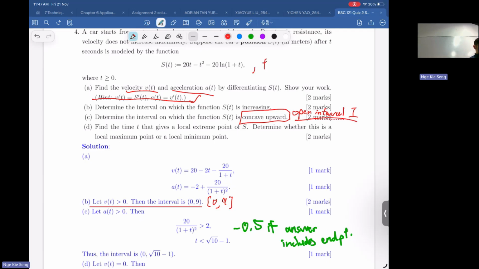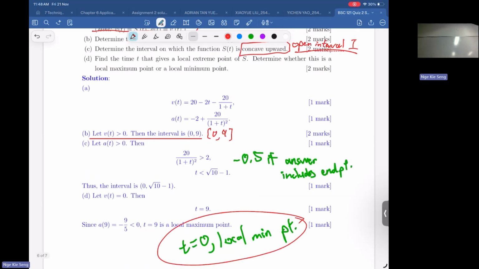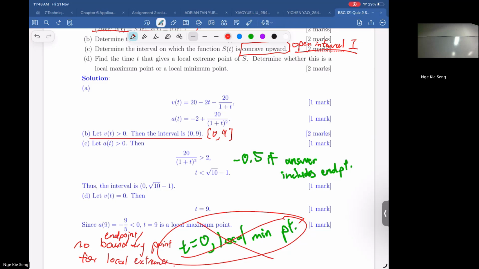Because the domain here is from 0 to infinity, there is a boundary point. And actually, people include the 0 as a local maximum, which is false, but we don't take off marks here because of the other class. But we want to remind you that no boundary point or endpoint counts for local extrema. We will take off marks during the midterm. For now, we just remind you.